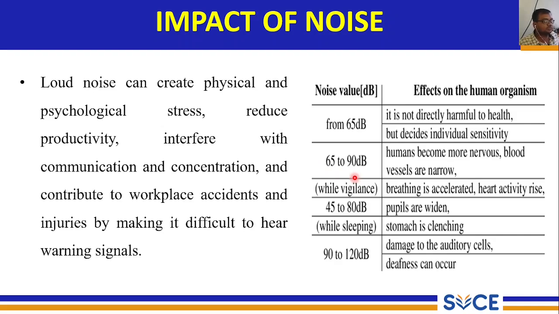So the previous value is only when you are awake, when you are vigilant. While sleeping, when the decibel value is about 45 to 80, you are in danger. Your pupils get widened, your stomach gets clenched, so you feel that you are not in a safe zone. And of course, even 45 seems to be a little higher value. So usually a decibel level of around 30 to 35 seems to be a safer environment for individuals.